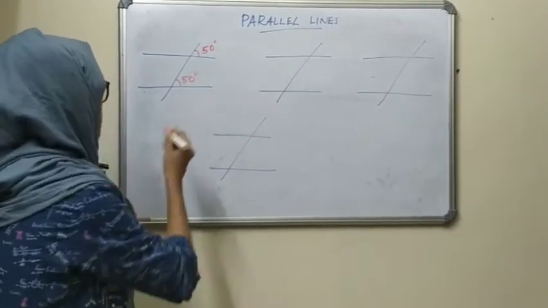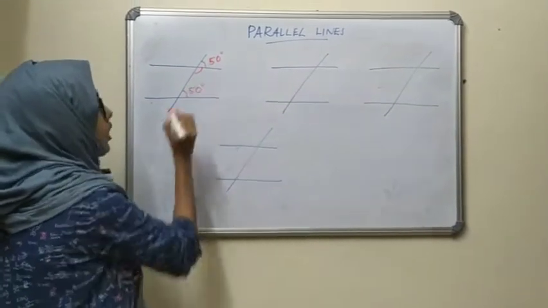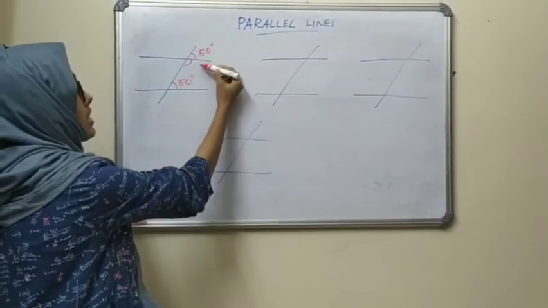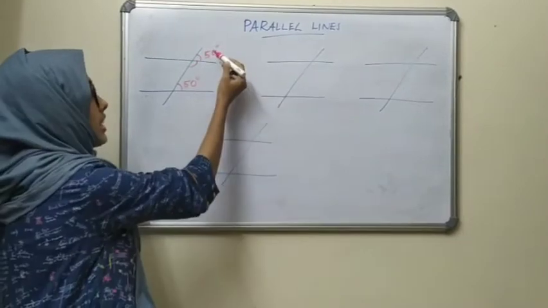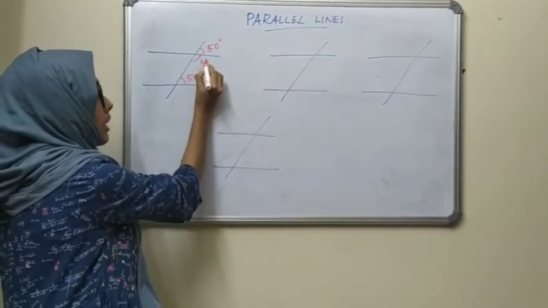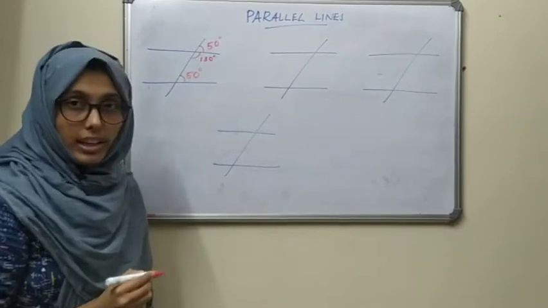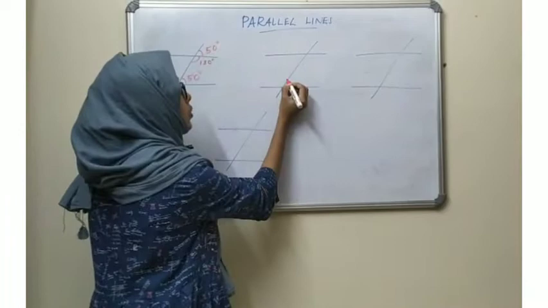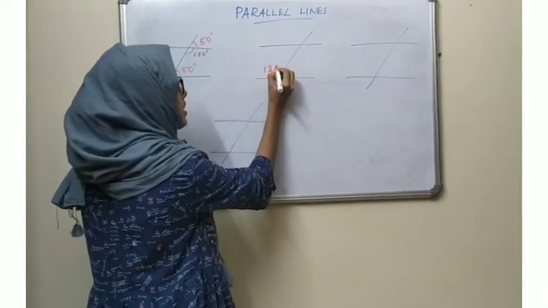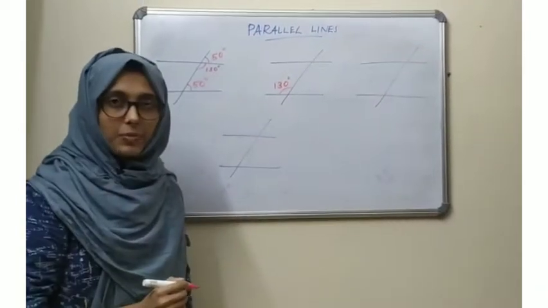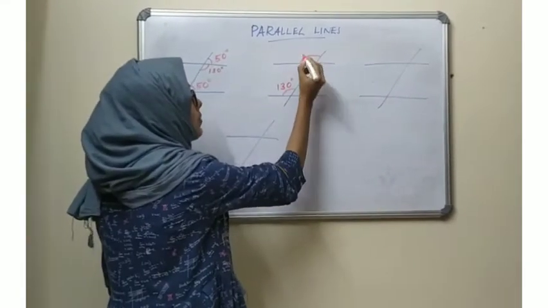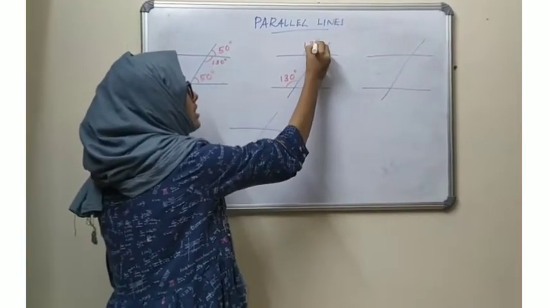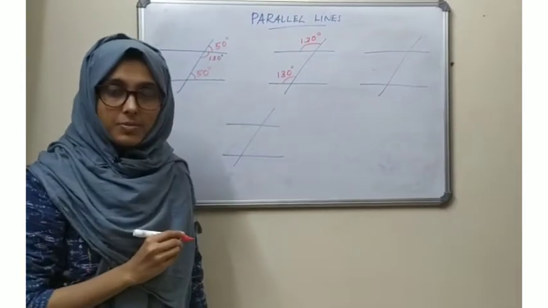Now look at this angle. What will that angle be? You know that this is a linear pair. So if this angle is 50 degrees, the other should be 130 degrees. Then only the sum will become 180 degrees. Now in this figure, I am going to write 130 degrees here. Suppose this angle is 130 degrees. Then how much will this angle be? That will be 130 degrees, because we know that these are corresponding angles, isn't it?